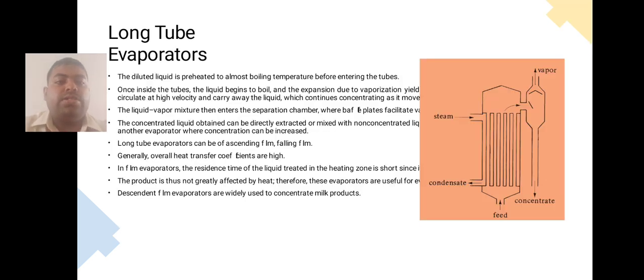Long tube evaporators. Once inside these tubes, the liquid begins to boil, expanding due to evaporation, and the vapor yield circulates at high velocity and carries away the liquid, which continues to concentrate as it moves downward. In this, the ascending falling film, the overall heat transfer coefficient is high. The residence time of the liquid treated in the heating zone is short, and descendant film evaporators are widely used to concentrate milk products.